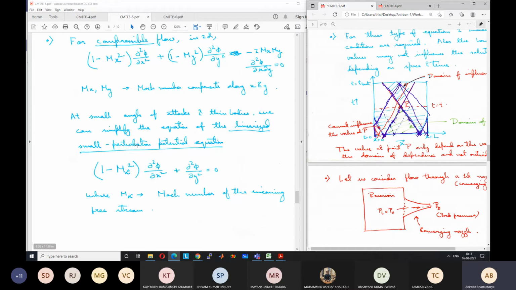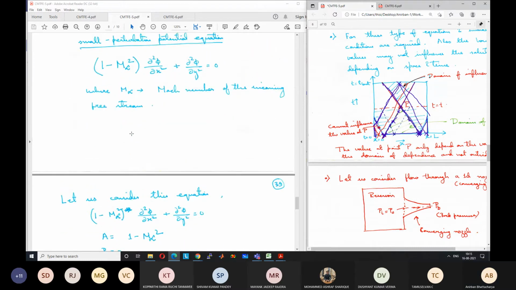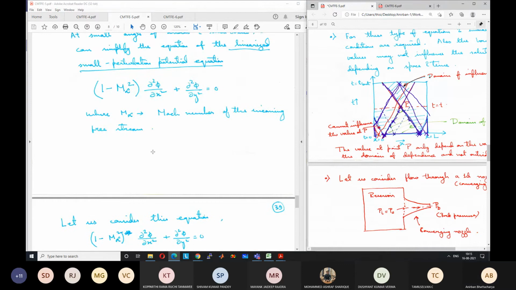We want to see what is the nature of this equation. So if this is the equation, what is the nature of this equation? Not this general equation. So let us consider this equation. Where is our general form?